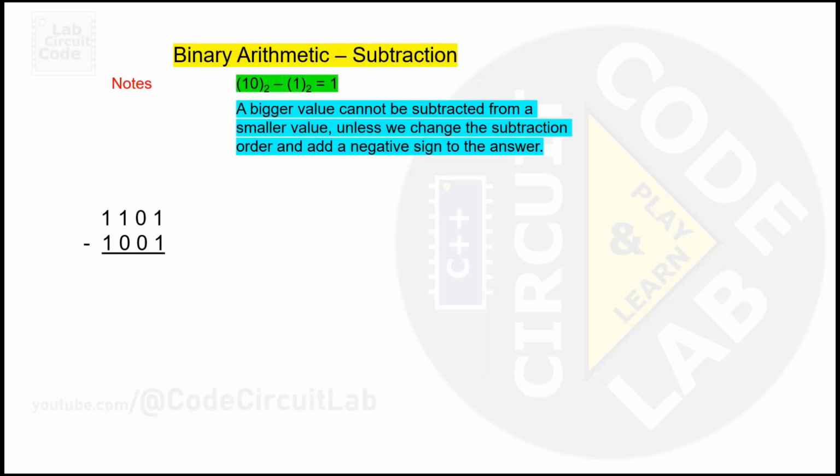As we saw, the answer was plus 0100. It's actually a 4. Let's see another example. 1100 minus 1101. You know, the number at the bottom is bigger than the number at the top. So we need to change the subtraction order.